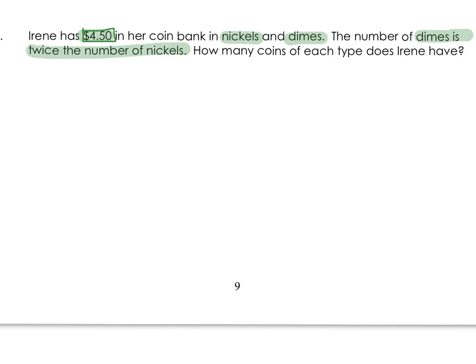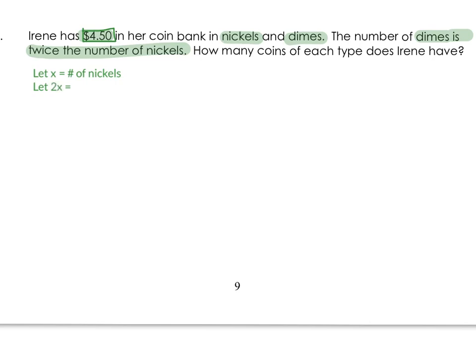So my let statements are going to be, starting with let x equal, what do we know nothing about? Dimes is twice the number of nickels, but we know nothing about the number of nickels. So my x is the number of nickels. If that's my x, then I know that my number of dimes is twice the number of nickels, so that would mean 2x is the number of dimes.